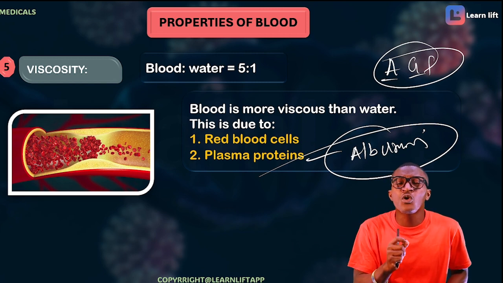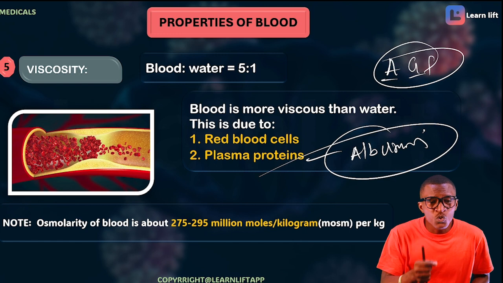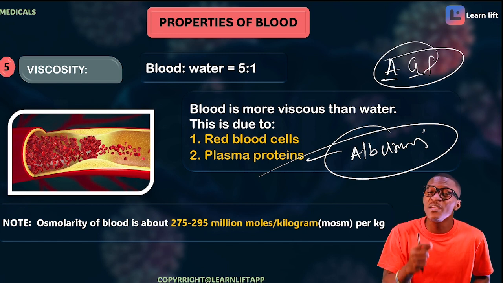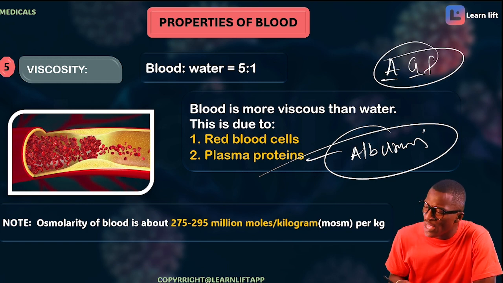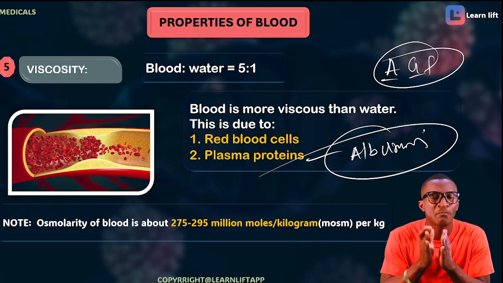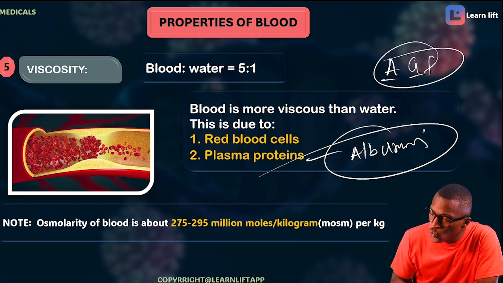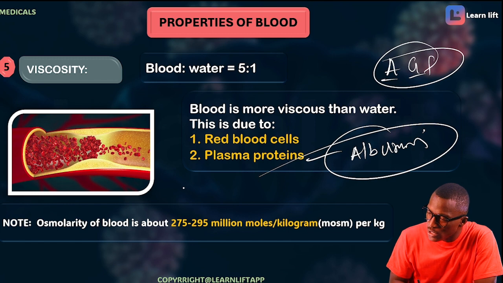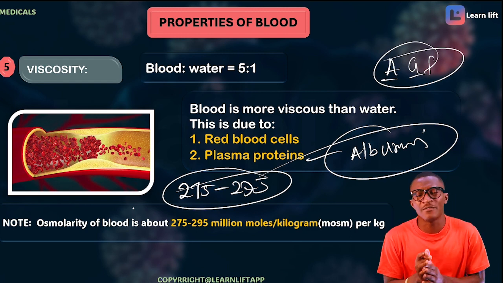Now also let me hit a point there. Take note that we have what we call the osmolarity of blood. The osmolarity of blood is between 275 to 295 milliosmoles per kilogram. That's why we call it mOsm, milliosmoles per kilogram. What is the value? 275 to 295. Please take note of that value.